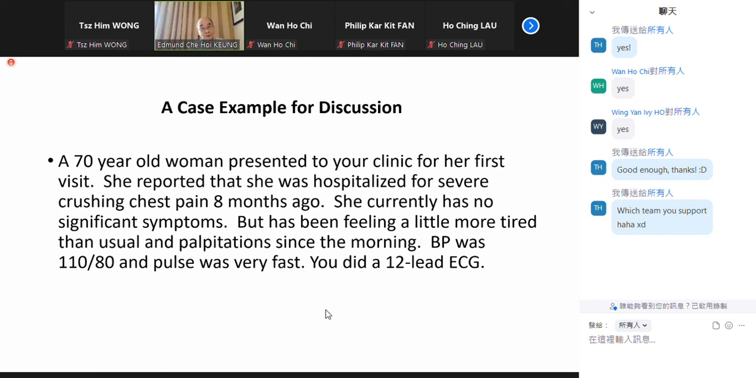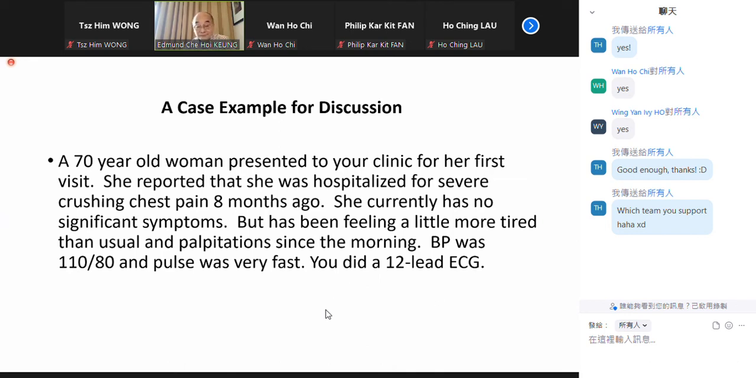Now, a 70-year-old woman comes to your clinic, depends on where you're practicing, let's say 10 years from now, whether you are in Central or Zhonghua, or PW still. She reported that she was hospitalized for severe crushing chest pain 8 months ago. Now, history. I keep saying that. When you get that, you think about a prior MI or at least ischemic heart disease. She walked in with no significant symptoms, but feeling a little more tired than usual and palpitations since this morning. BP 110 over 80. Of course, you check the pulse and wow, it's very fast. You did a 12-lead ECG.